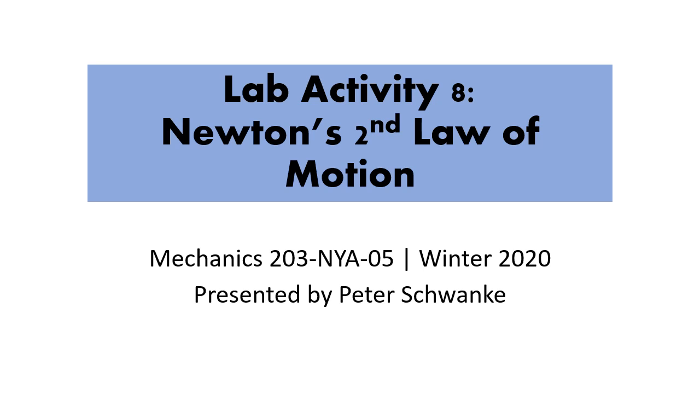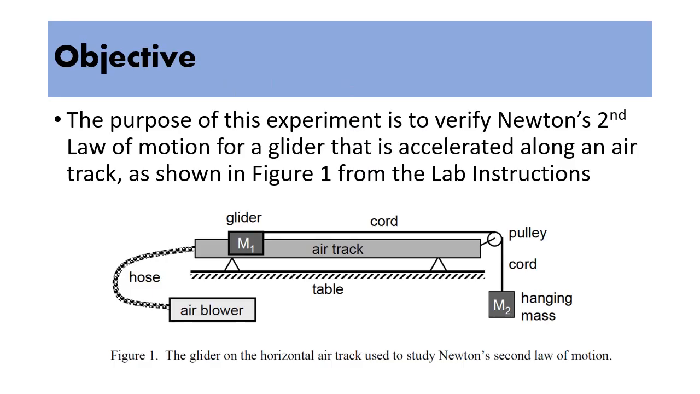Hello everyone. This video provides an animated demonstration of Lab Activity 8, which investigates Newton's second law of motion. The purpose of this experiment is to verify Newton's second law of motion for a glider that is accelerated along an air track, as shown below in Figure 1 that was taken from the lab instructions.